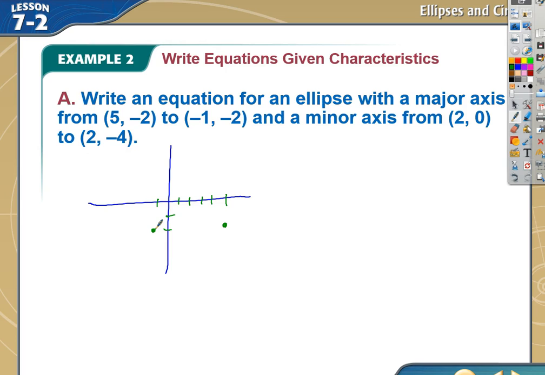So what does that tell me? That tells me that this is my major axis, which is parallel to the x-axis, which means I'm going to use the formula (x minus h) squared over a squared plus (y minus k) squared over b squared is equal to 1. So that's the one I'm going to use. Here's this length.